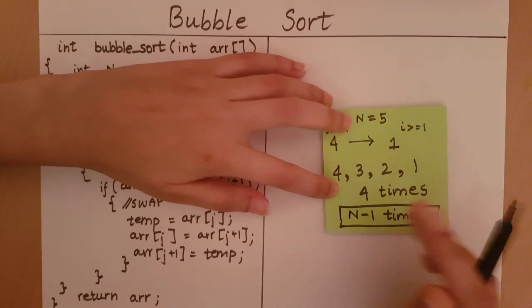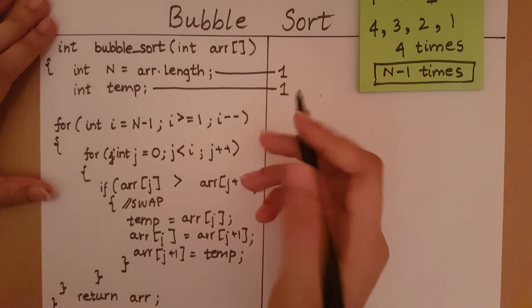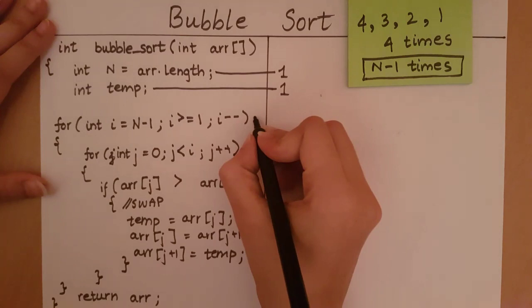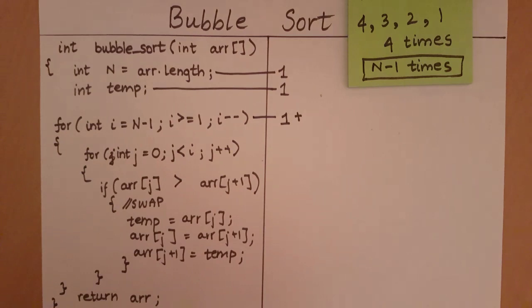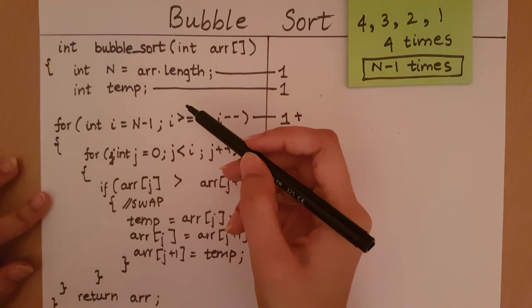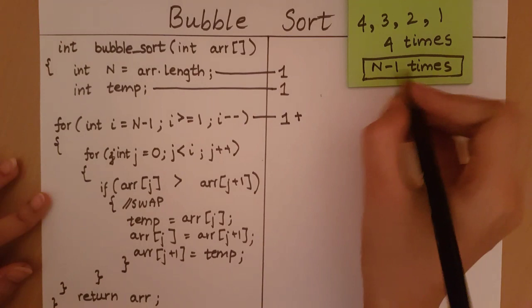So now let's go to the loop statement. Initialization will occur only once, so that is 1, plus i greater than or equal to 1. The condition is always checked one more than the number of times the loop executes. This is because for N minus 1 times, the condition will be satisfied. For an extra 1 time, it will not be satisfied and we will come out. So this is N minus 1 plus 1, which is going to give us N.